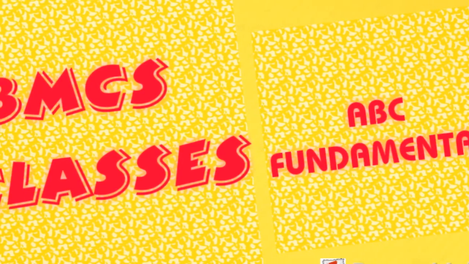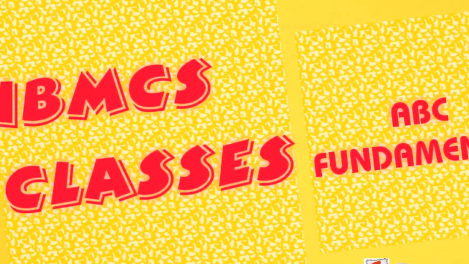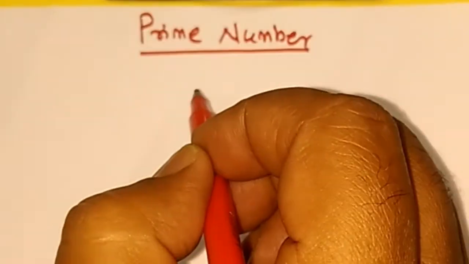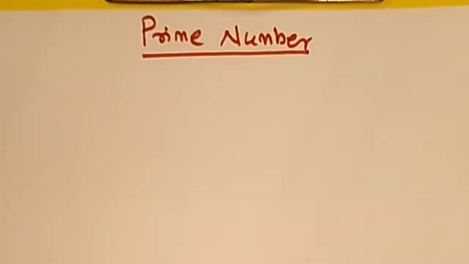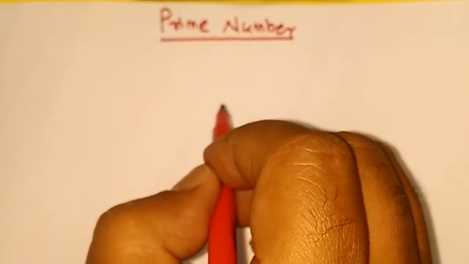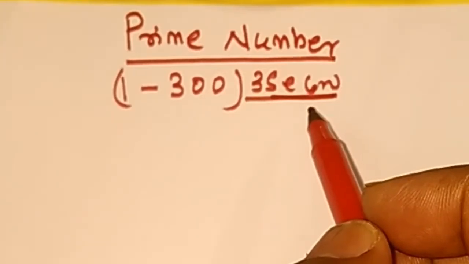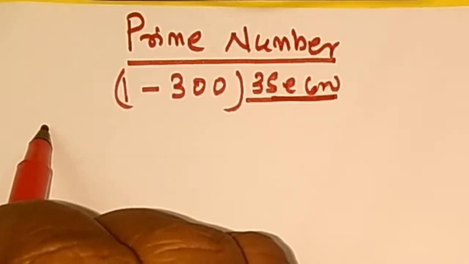The first 5 minutes give the foundation and the last part is the tricks. How to know whether a number is prime or not within 2 to 3 seconds? Before we discuss this, we first need to know what a prime number is.